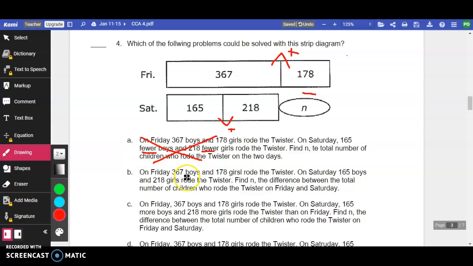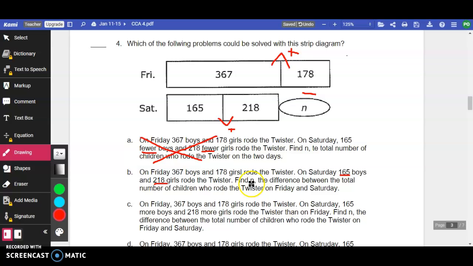On Friday, 367 boys and 178 girls rode the Twister. Is this correct so far? Yes, we see these numbers exactly. On Saturday, 165 boys and 218 girls rode the Twister. Is this correct so far? Yes. They are saying exactly these numbers rode. Not that there were fewer than on Friday or more than on Friday, but exactly these numbers rode.